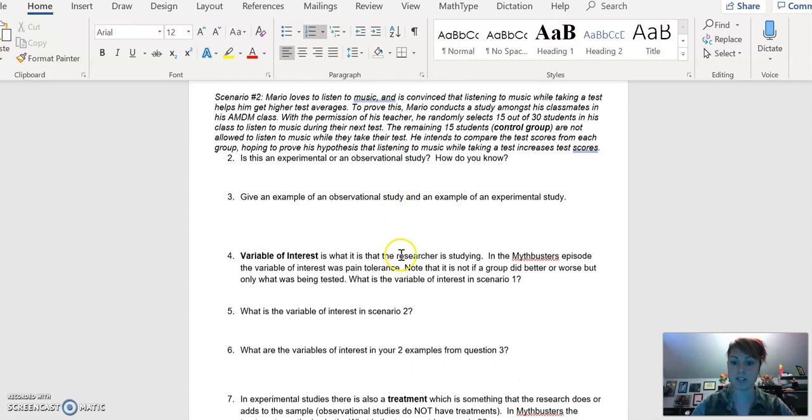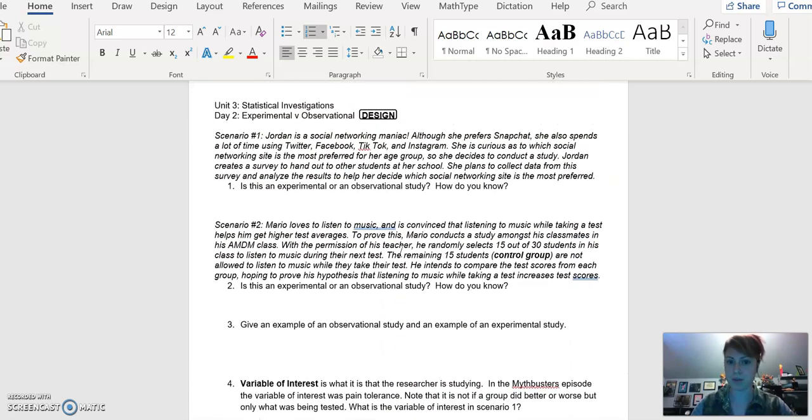So we have two scenarios here. I'm going to basically go through page 14 with you, so all you have to do is kind of follow along, fill in your blanks on your packet.